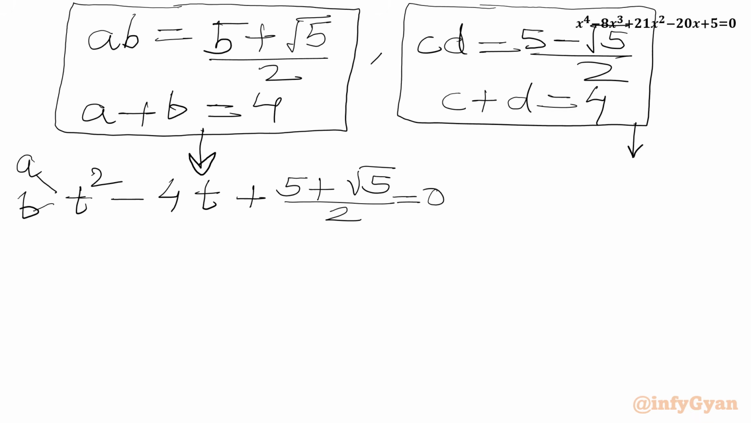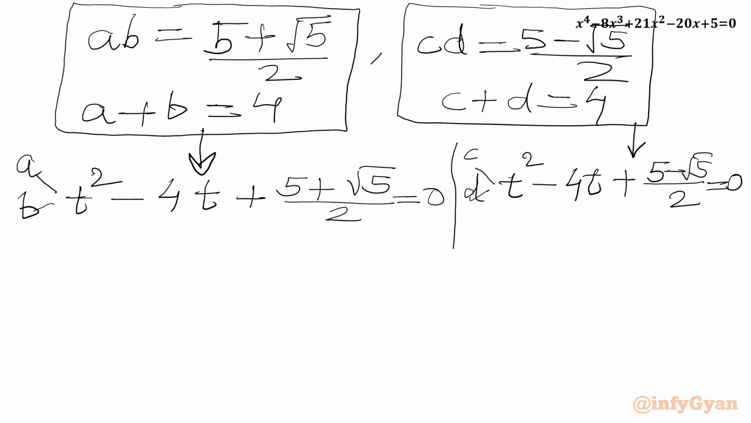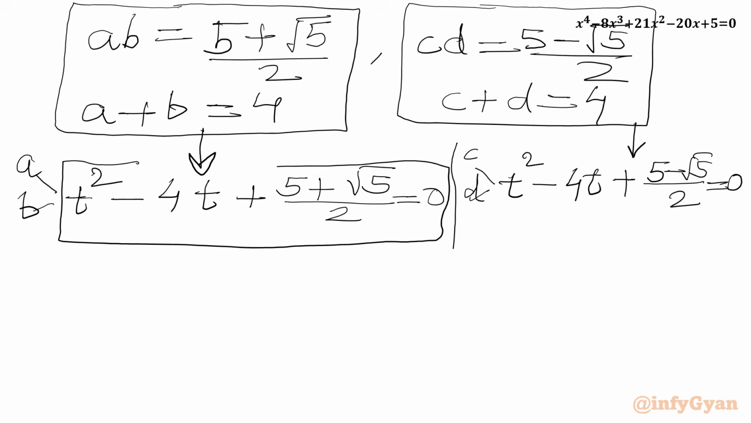And from the second system, I can write a second quadratic equation in variable t, suppose, whose roots are c and d. Then we can write t square minus sum of roots, again minus 4t, plus product of roots, so plus (5 minus root 5) over 2 equal to 0. So we have to solve these two quadratic equations. I will use the method of completing the squares. Let us begin with the first quadratic equation, then we will take up the second quadratic equation.